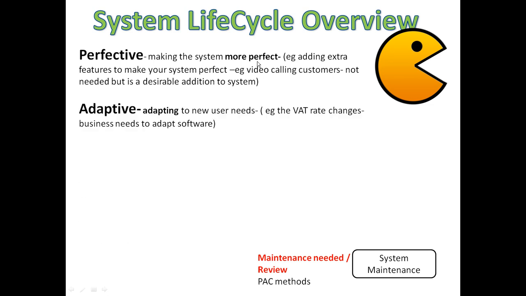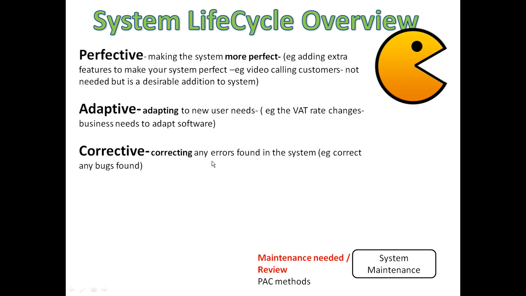The other one is adaptive. Now this is where the user's needs have changed. So the VAT rate might change, or interest rates might rise. The business needs to adapt the software because of these new needs. The last one's very simple, it's corrective. It's where there's bugs found in the system and you have to correct them. Again, notice the key words there. Perfective, making it more perfect. Adaptive, adapting to the new user's needs. Corrective, correcting any bugs or errors found on it.